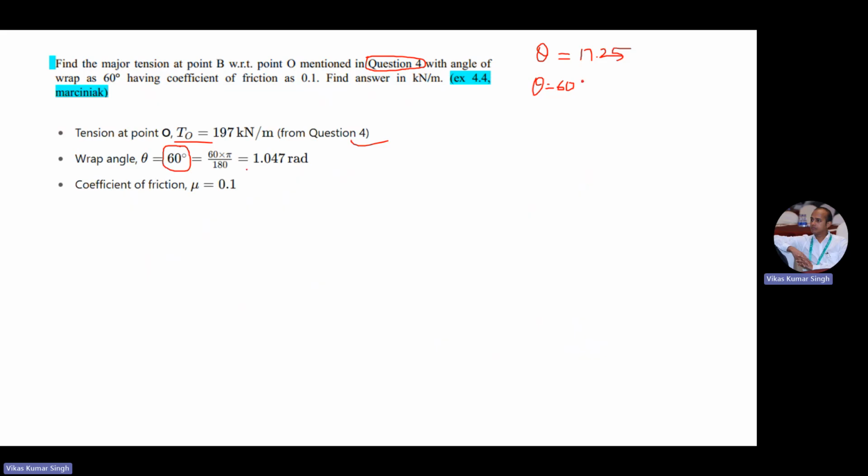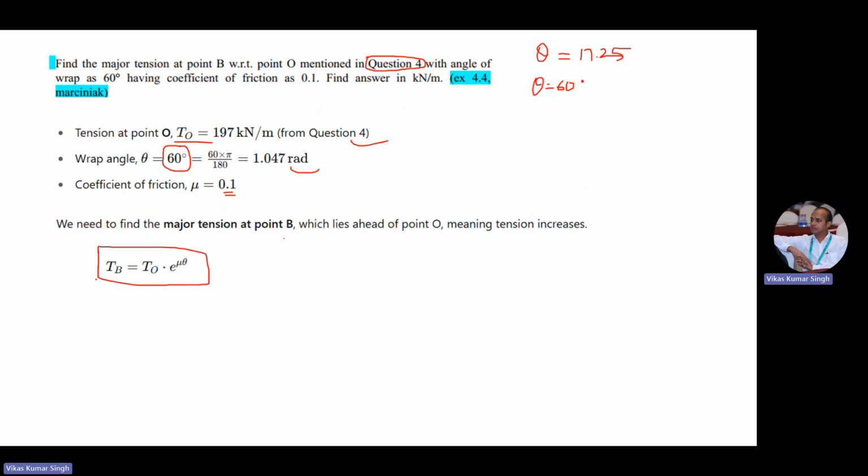So we will convert it into radian, and the coefficient of friction is again given. So we have to find the maximum tension. Again the same formula we are going to use, and if we just change the theta value, then we will get the right side tension. So this is coming nearly 208.